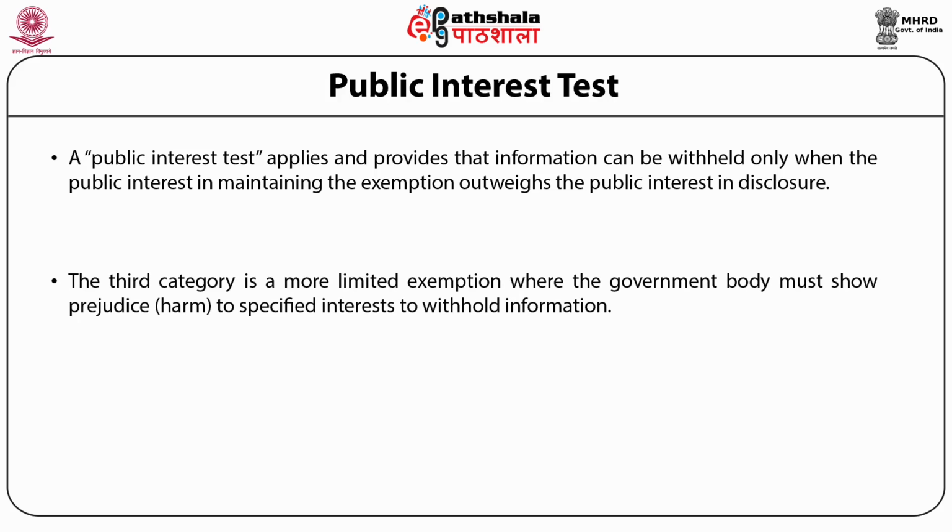The third category is a more limited exemption, where the government body must show actual harm, actual prejudice to specified interests to withhold information, right? They have to say, okay, we have to be specific. It's not enough to say, this is sensitive information. No, there's a public interest balancing act, a balancing test that needs to be carried out, right?